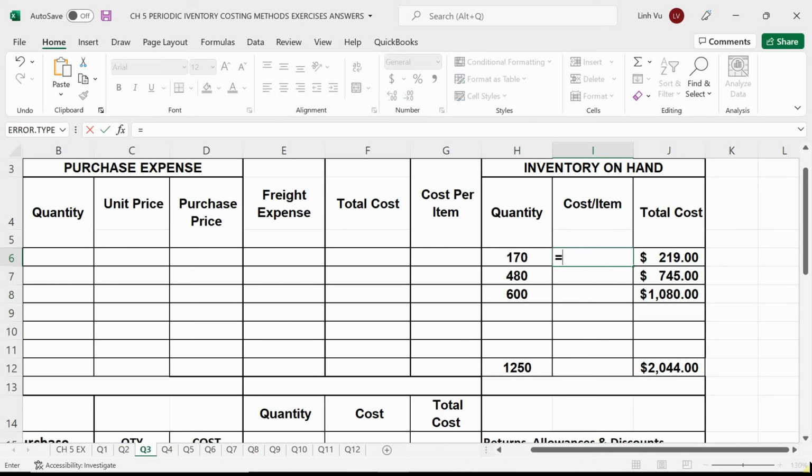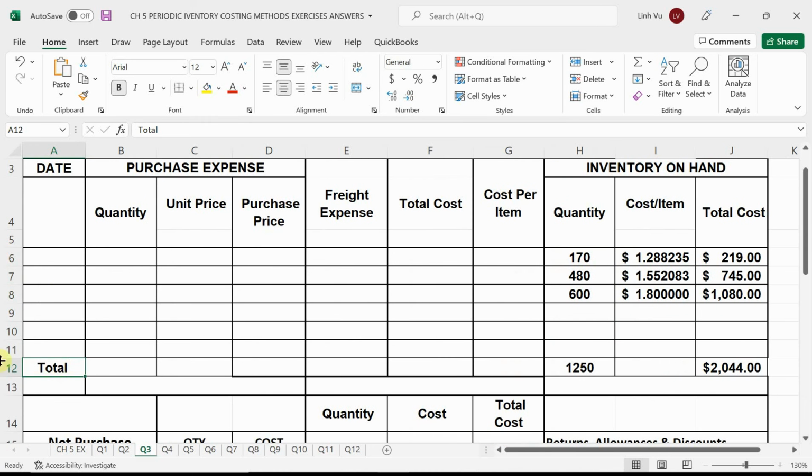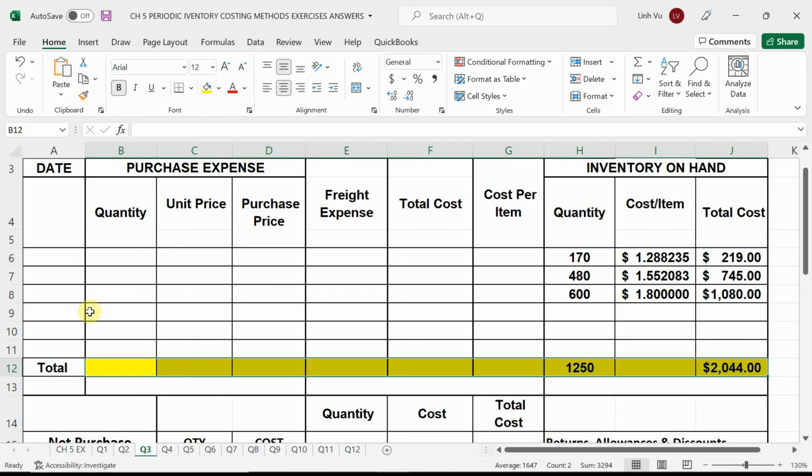And of course, I'm also going to ensure that I have the cost per item in here with their correct associated amounts. So in this case, it's $1.28823, $1.5520, and of course $1.60, $1.80. So this is my beginning inventory, my beginning balance. I'm also going to highlight this section so we know these are what we're going to be calculating.